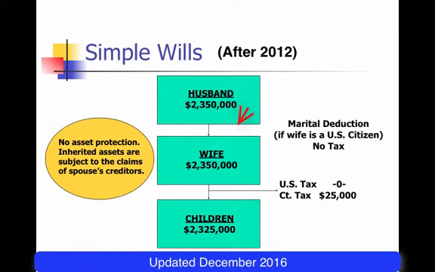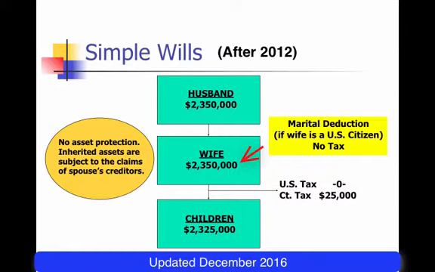Now the first rule that I want you to keep in mind when it comes to estate planning is that transfers between spouses when the receiving spouse is a U.S. citizen are not subject to tax. And that's the result of a thing called the marital deduction. So when the husband dies and his will says that his wife gets the full $2,350,000, and if the wife is a U.S. citizen, there will be no tax on that transfer, no federal estate tax and no Connecticut estate tax.